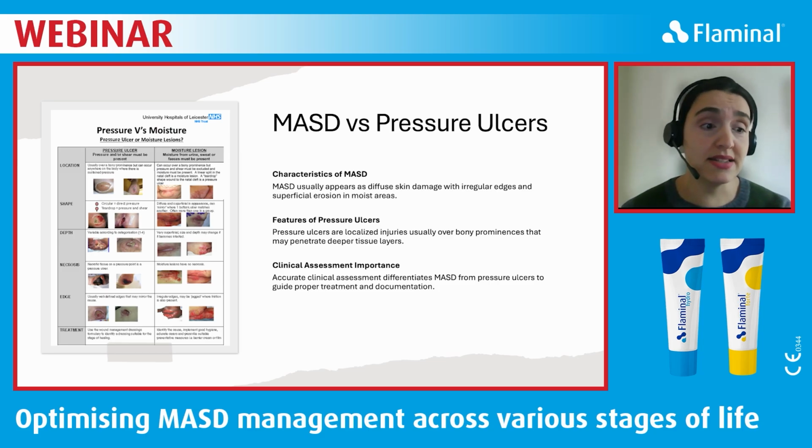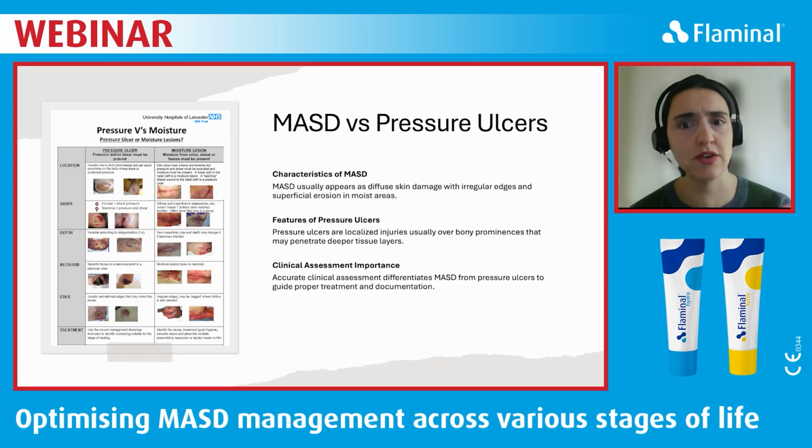And MASD typically presents as diffused skin damage with irregular edges and a superficial erosion. And it's often in areas that are exposed to moisture. So if anyone ever tells you someone has moisture damage to their heel, always question yourself, where would the moisture be coming from if it's not from a peri wound?